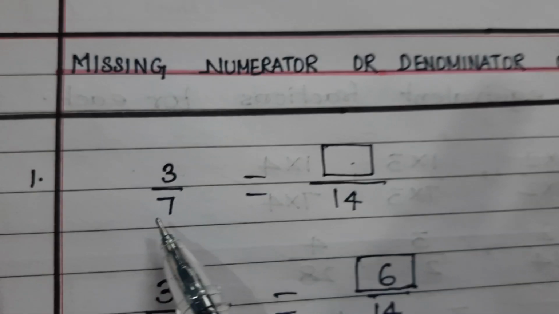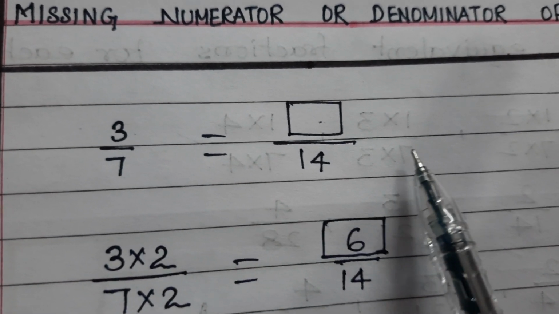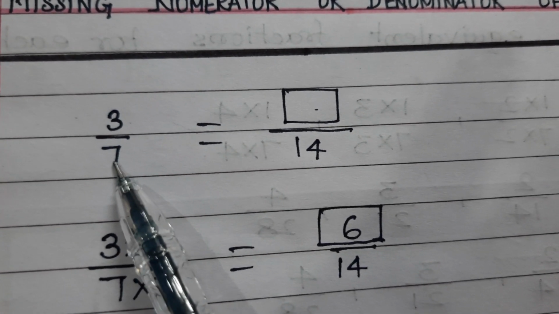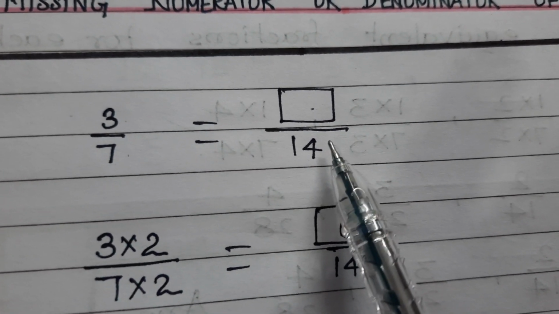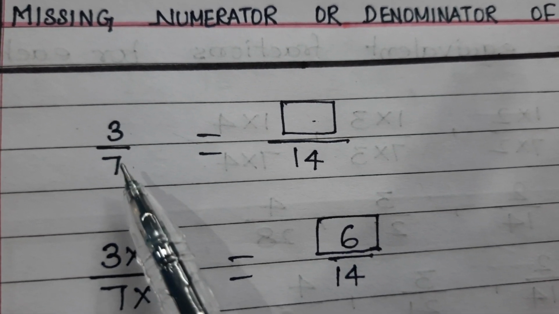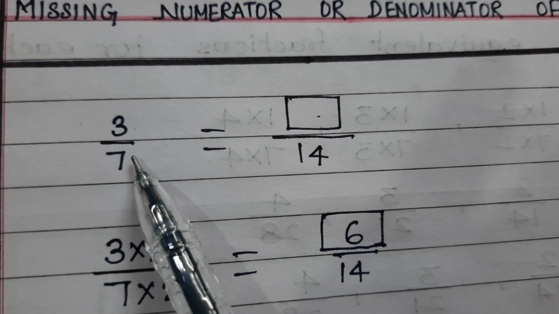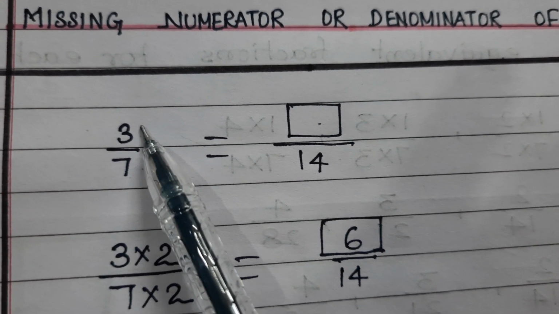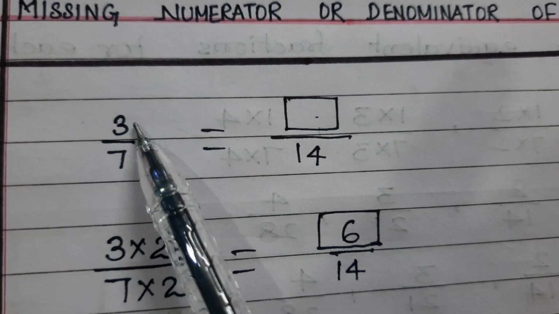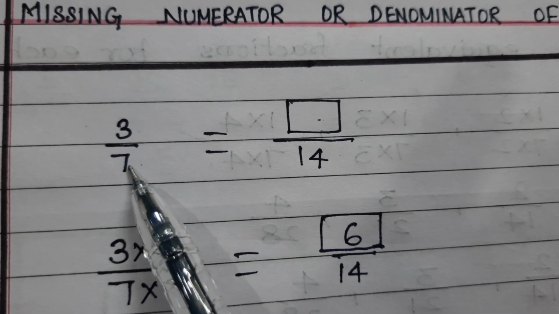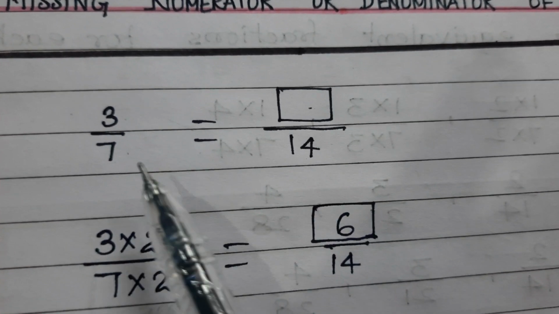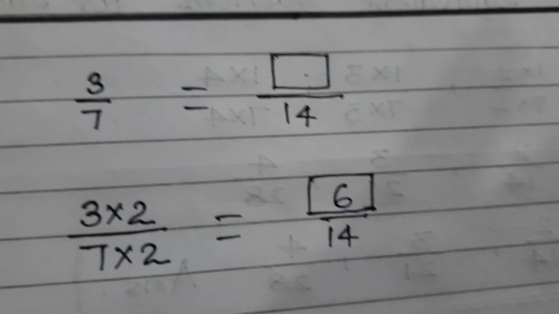7 by which number do we multiply to get 14? Yes, number 2. So when we multiply this 7 by 2, we get 14. And as for the definition of equivalent fraction, as we have multiplied this denominator by 2, we have to multiply this numerator by 2 also. Since here it is 14, we multiply this 7 by 2.